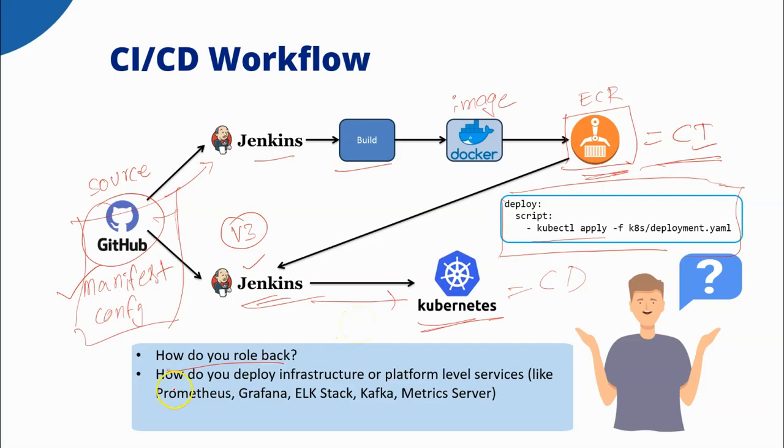But another challenge is how do you deploy infrastructure or platform level services like Prometheus, Grafana, ELK Stack, Kafka, Metric Server, for that matter even ArgoCD. So some of the infrastructure and platform related services also we are going to use, right? Obviously, those don't require any build because we are just going to pull those Helm charts or Kustomize and we are going to deploy it. So directly we need to do the deployment part over here.